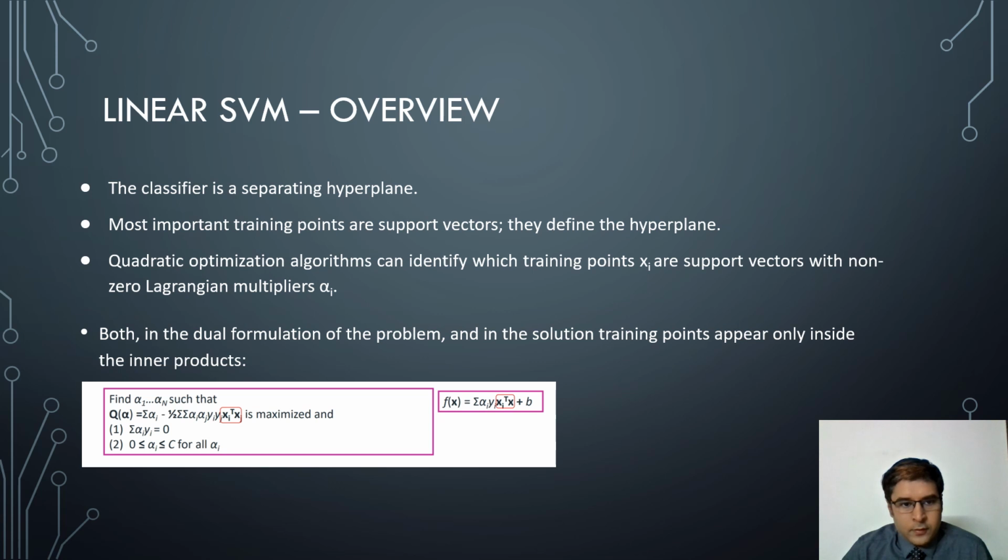So we give an overview of the linear support vector machine as discussed. The classifier is a separating hyperplane. The most important training points are support vectors. They define the hyperplane. Quadratic optimization algorithms can identify which training points xi are support vectors with non-zero Lagrangian multipliers alpha i, both in the dual formulation of the problem and in the solution. Training points appear only inside the inner products. So this is the final formula where training points appear inside the inner products.